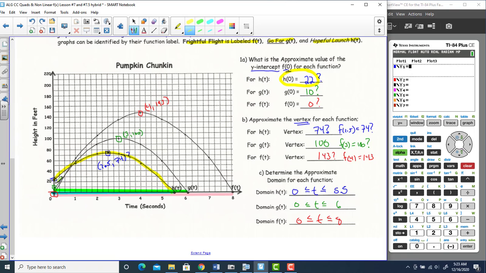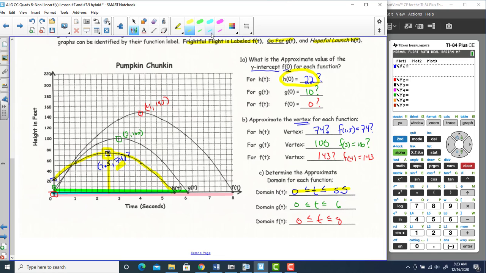As the arm was 20 feet in the air, it was then swung, and the pumpkin reached a maximum height of approximately 74 feet. That was our best guess, after what looked to be about 2.5 seconds. We were able to identify the domain, that blue section of the x-axis, as the time that it was in flight. And we said that that seemed to be about from 0 to 5.5 seconds before it hit the ground.